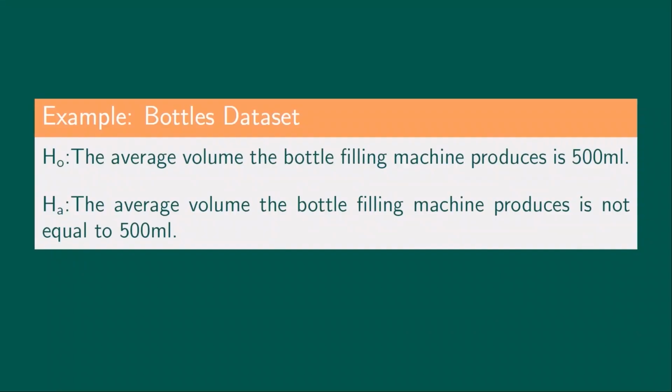Now we formulate the null and alternative hypotheses. The null hypothesis is that the average volume the bottle filling machine produces is 500 milliliters, whereas the alternative is the average volume the bottle filling machine produces is not equal to 500 milliliters, because the inspector believes the machine is either underfilling or overfilling the bottles. Or, in other words, the volume is not equal to 500 milliliters.